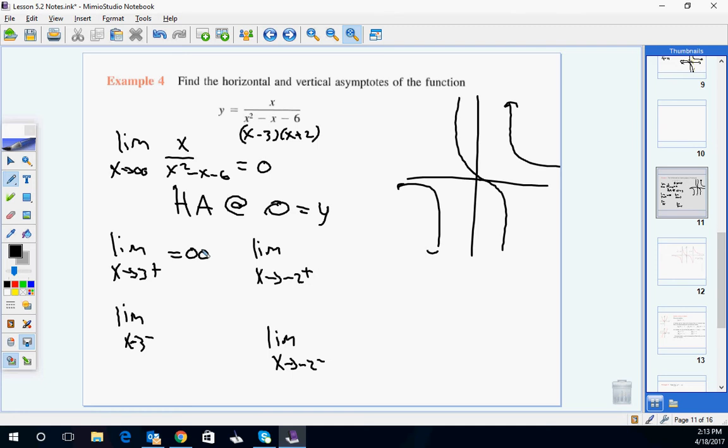So again, if I put 3.1, that's a number to the right of 3. I put them in here and here. So that would give me 3.1 on top. That would give me 0.1 times 5.1, which would be 3.1 over 0.51, which you see this is a smaller number again, so it's getting bigger.